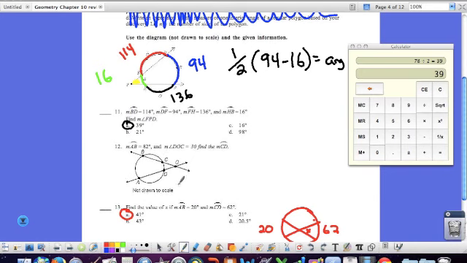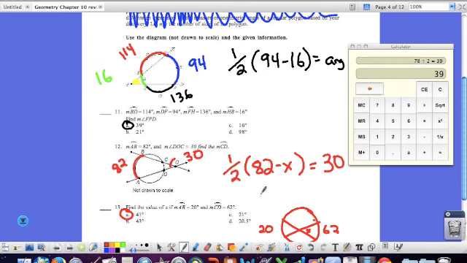On the next problem, we again have two secants that intersect outside of the circle. AB is 82. In this case, they told me the measure of the angle. They want me to find the measure of this other arc. So 1/2 of the difference of the intercepted arcs. One arc is 82 degrees. The other arc I don't know. But 1/2 of whatever that number is going to equal 30.